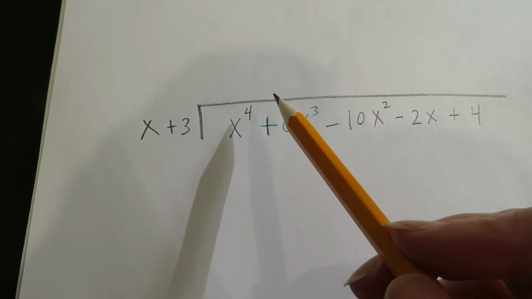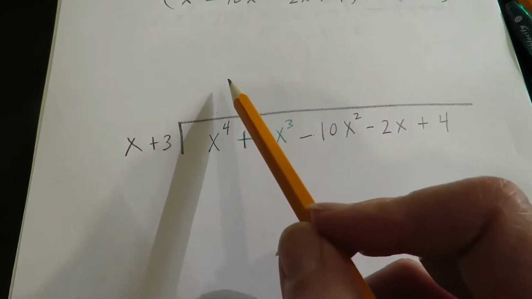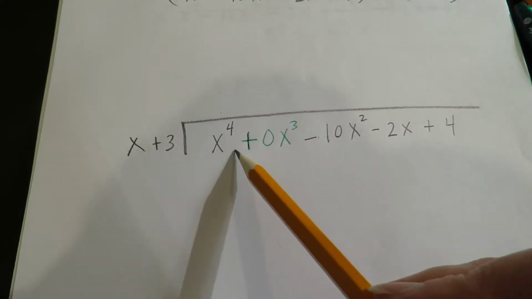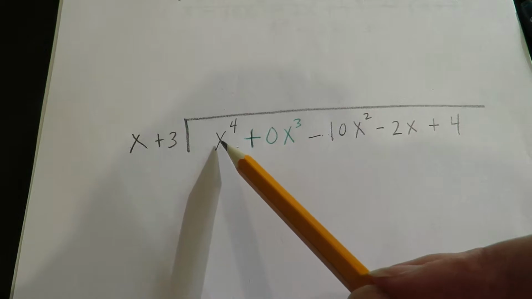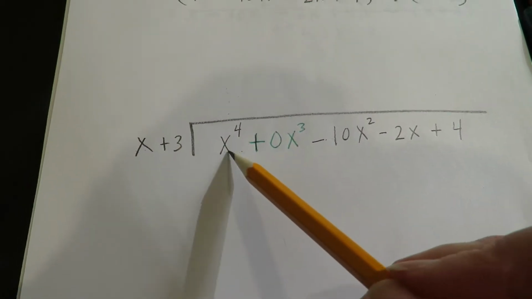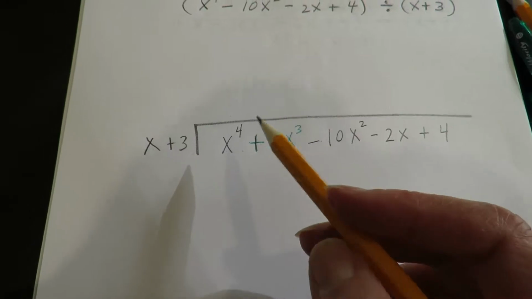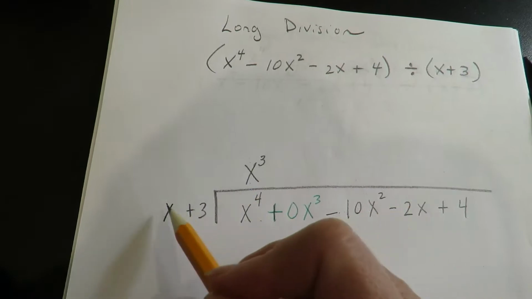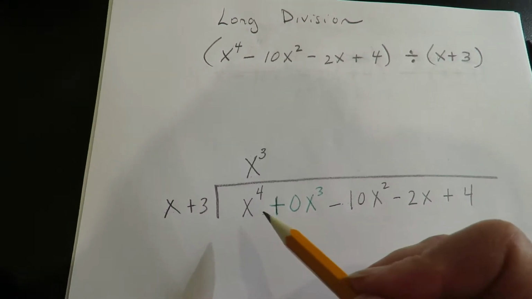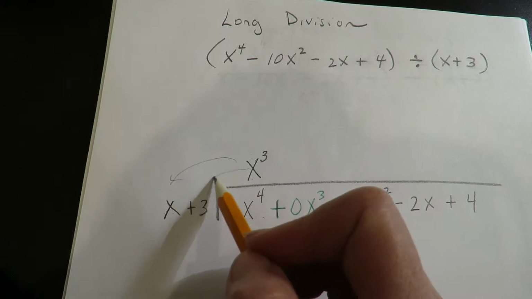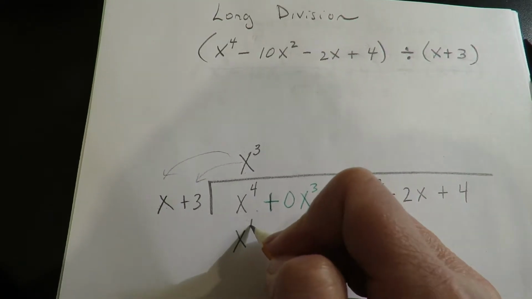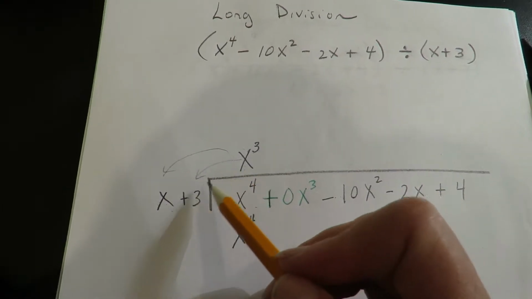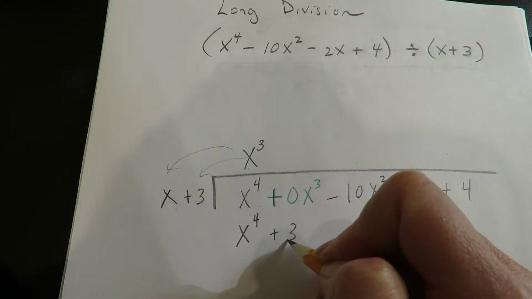All right, so there are 2 ways to think about this. The first way is what times this makes this, what times the first thing makes the first thing. The other way is this divided by this is that. Whichever way your brain does it. My brain does multiplication. But just remember, you have to do it to both. So x cubed times x is x to the 4th, and x cubed times 3 is 3x cubed.